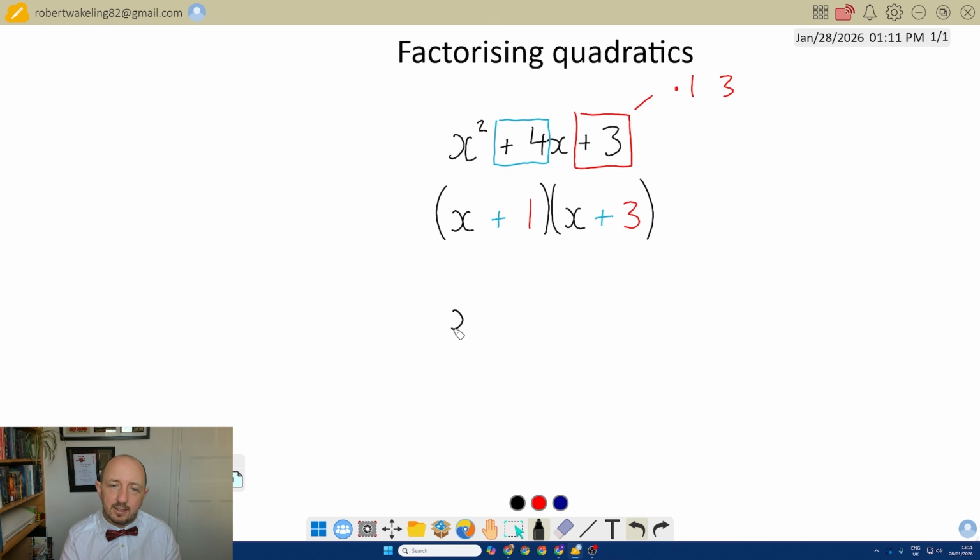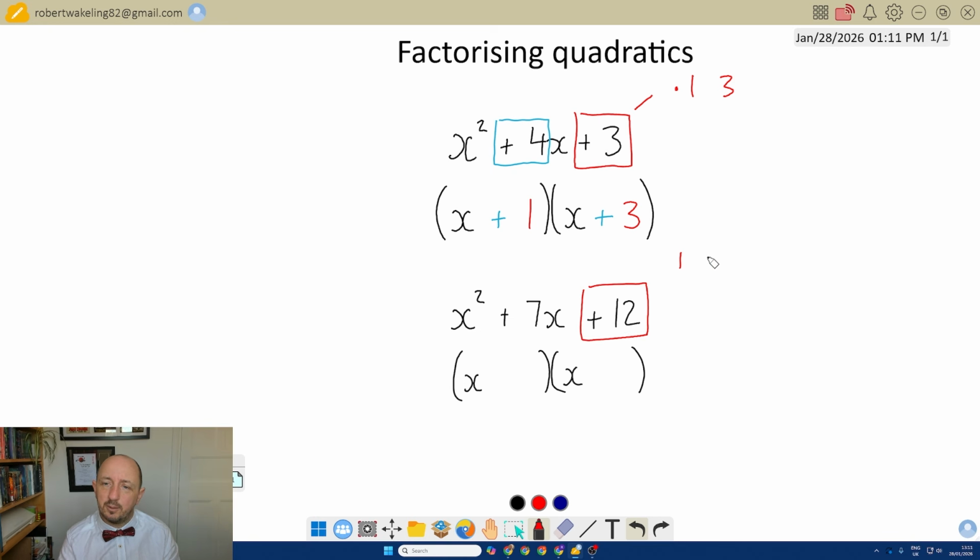Okay, let's look at another example. x squared plus 7x plus 12. We create our double brackets. And as you get used to this, you just start putting the x in first to create the x squared. Okay, what multiplies to give 12? We've got a few options here: 1 and 12, 2 and 6, and 3 and 4.